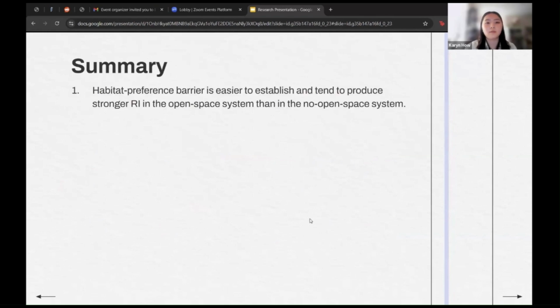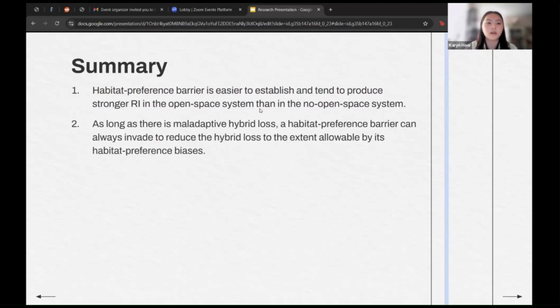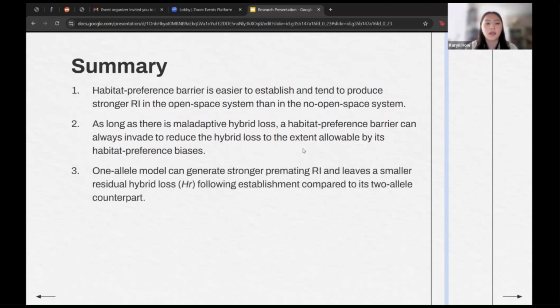So in summary, habitat preference is easier to establish and tends to actually produce a stronger reproductive isolation in open space versus no open space. And as long as we've found that there's maladaptive hybrid loss, the habitat preference barrier is always able to invade to reduce the hybrid loss to the extent allowed. And a one allele model was able to generate stronger pre-mating reproductive isolation, mostly because it wasn't affected by recombination, compared to the two allele model, which heads towards polymorphism, whereas the one allele model heads towards fixation.